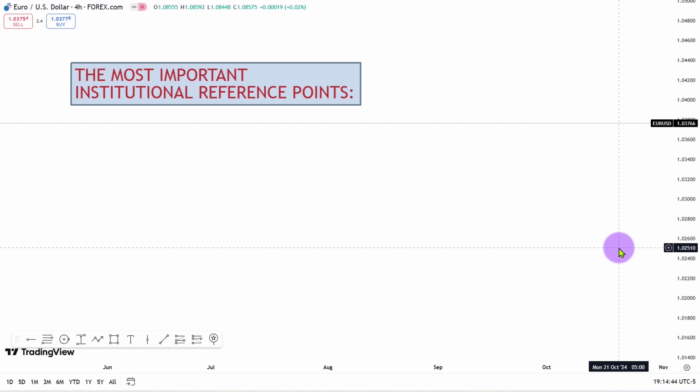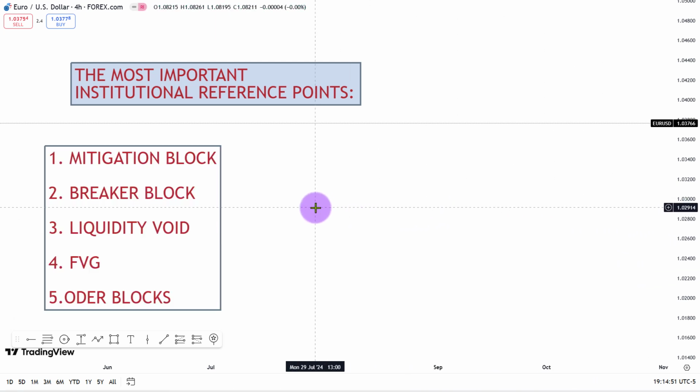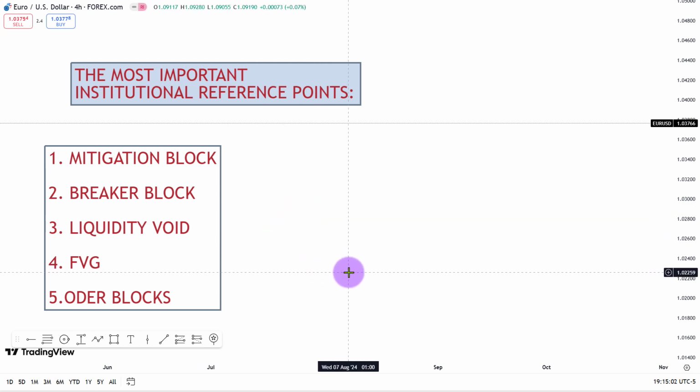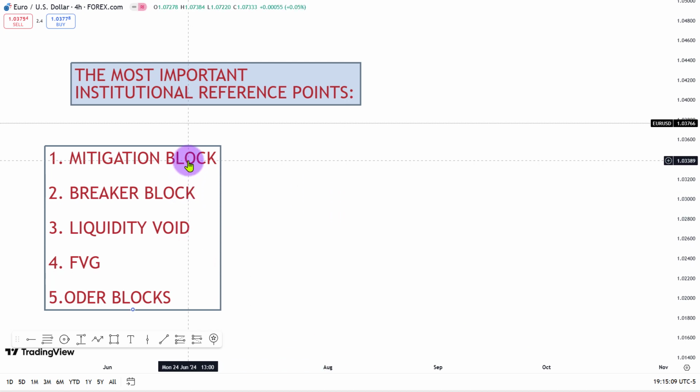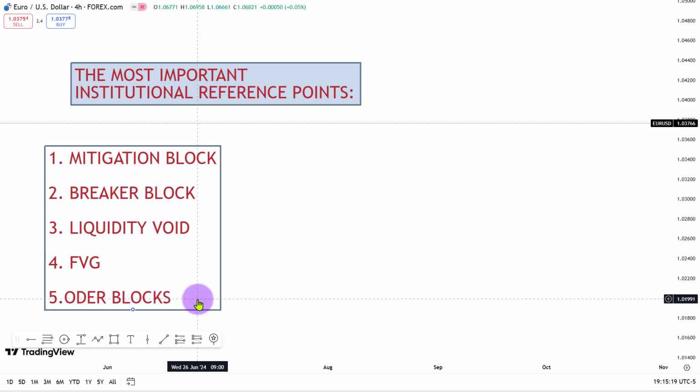So let's get to business. There are 5 institutional reference points, only about 5 of them that I want you to pay attention to. There are actually more than 5, but if you pay attention to these 5, it's going to scale up your profitability in trading. The first is called mitigation block, the second is breaker block, the third is liquidity void, then the fair value gap, then the order block.